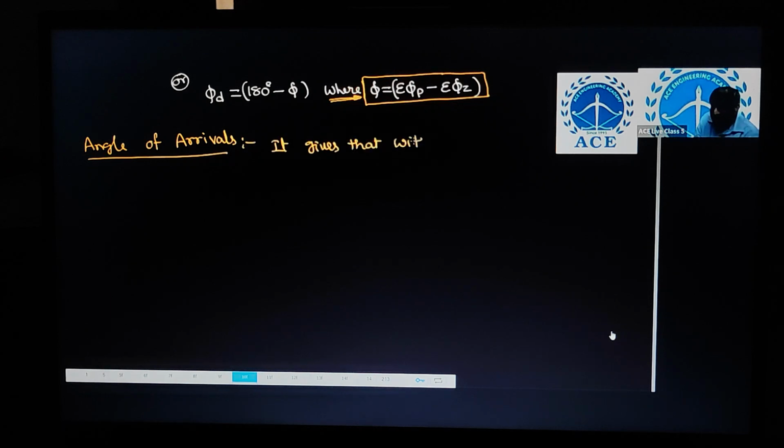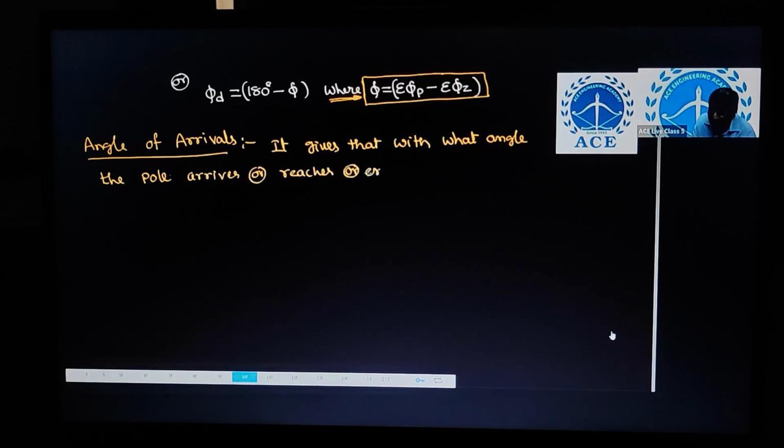It gives that with what angle the pole arrives, or reaches, or ends at a complex zero. It gives that with what angle the pole arrives, reaches, ends at a complex zero. So what is the formula?